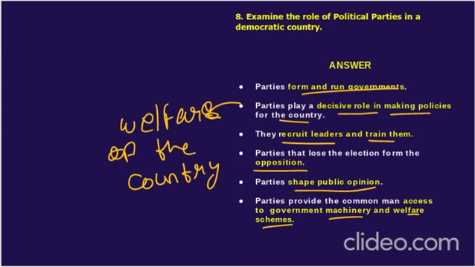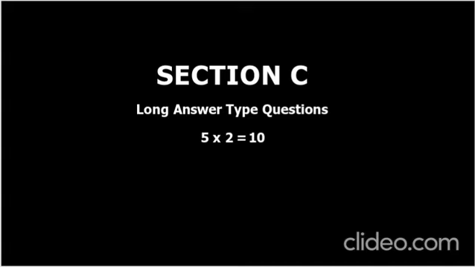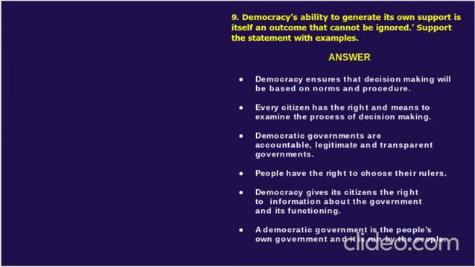So here are your 3 marker questions. Now, next is our section C, where I guess we have 2 questions of 5 marks each. So, first question is, democracy's ability to generate its own support is itself an outcome that cannot be ignored. Support the statement with examples.